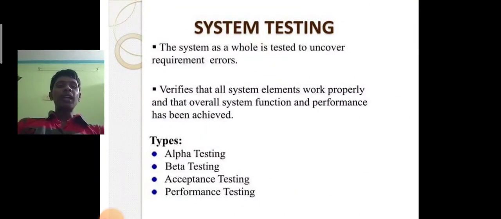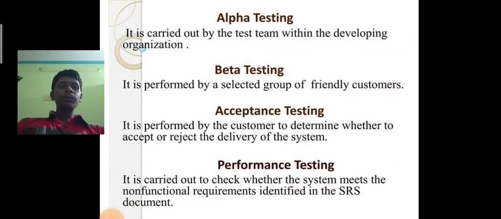System testing. The system as a whole is tested to uncover requirement errors, verify that all system elements work properly, and that overall system function and performance have been achieved. There are four types: alpha testing, beta testing, acceptance testing, performance testing.